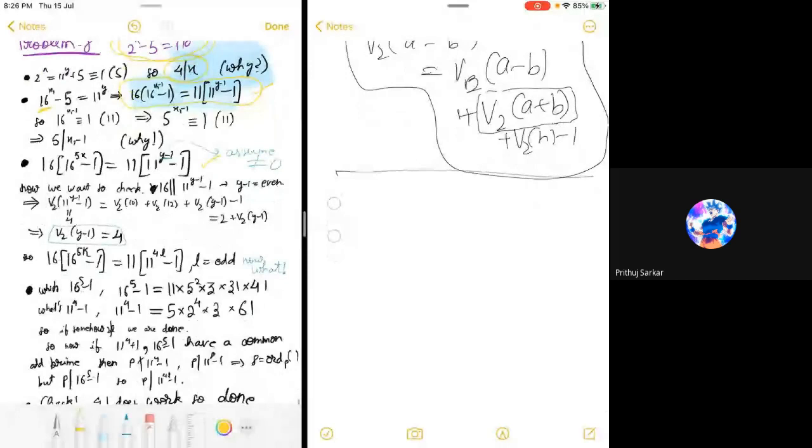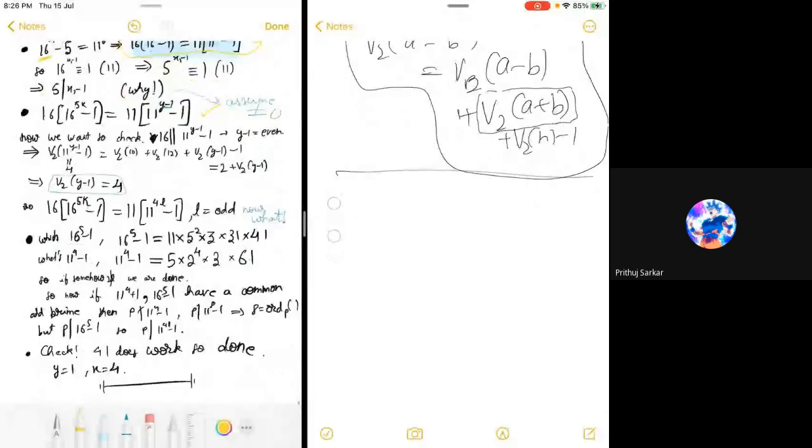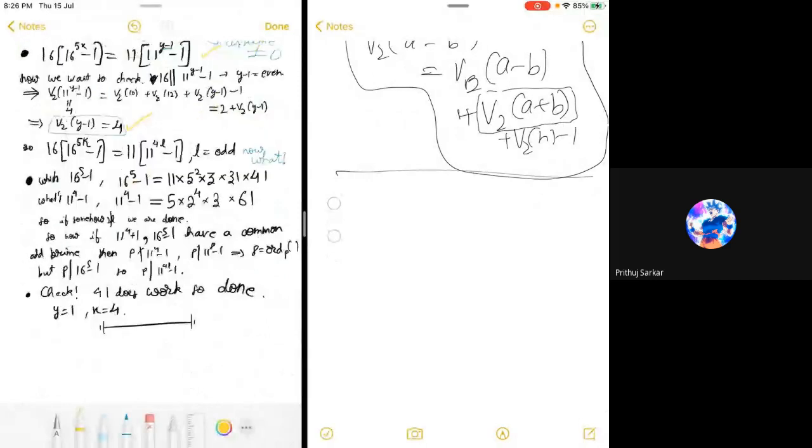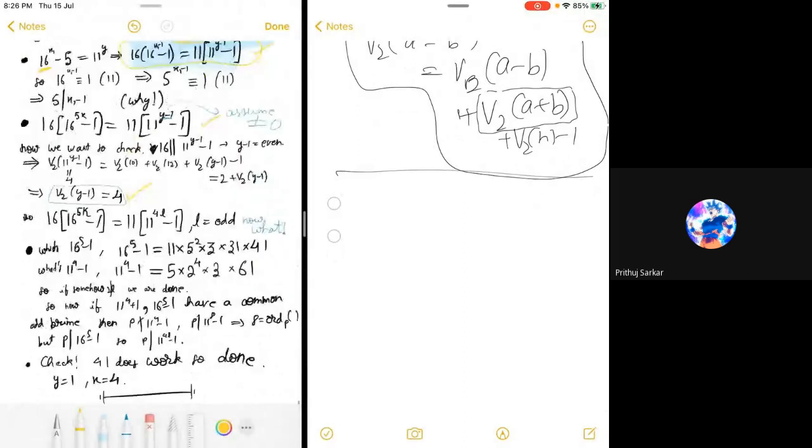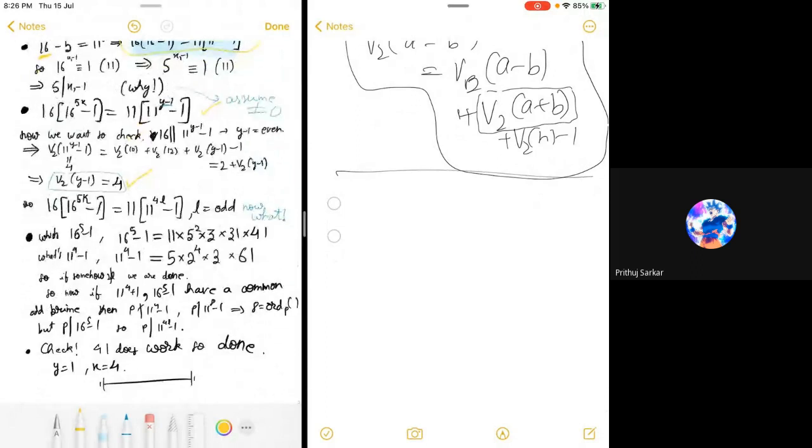So just computing the v2 on both sides, you can directly prove that v2 of y minus 1 is exactly equal to 4. So now, what will we gain from this? So we get 16 into 16 to the 5k minus 1 is equal to 11 into 11 to the 4l minus 1, where l is odd. So now what? After this comes the hard part, which is finding a good enough prime which will work for us.